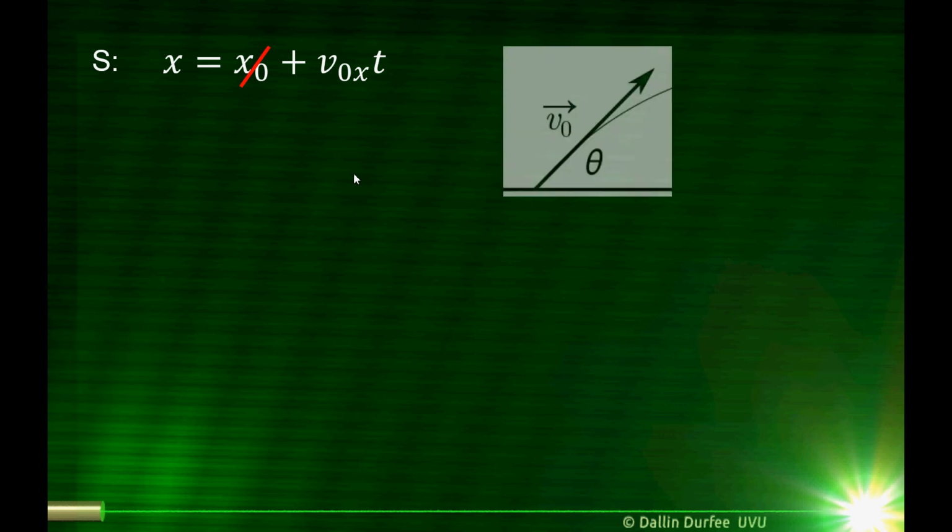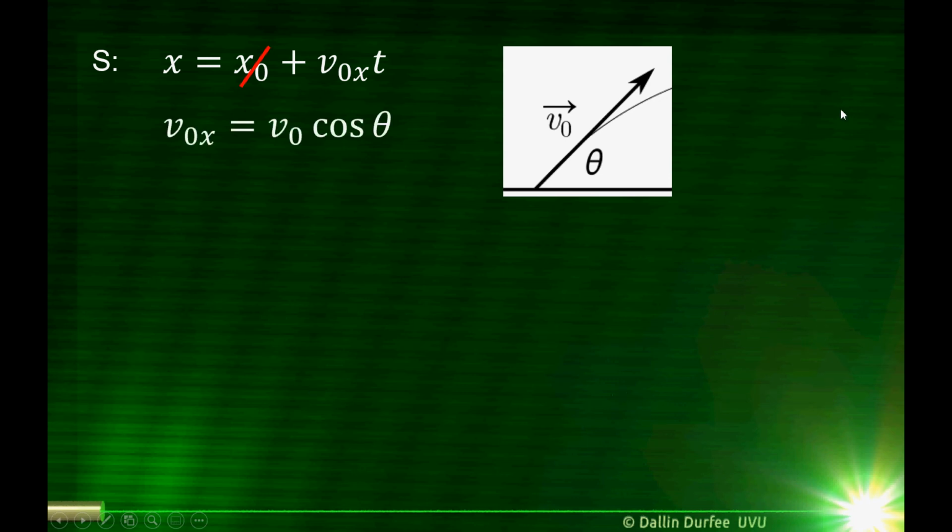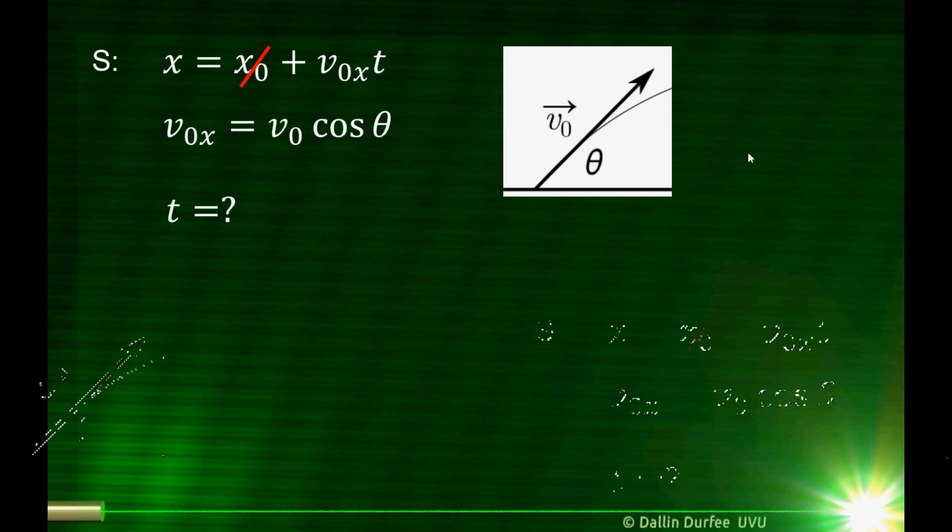Well, v naught x is easy, right? Because I just want the x component of the initial velocity. I know theta, and so v naught x is v naught cosine theta. If I take this vector and draw a line down in y and make a triangle, I'm looking for the x component, which is the adjacent side, so that's cosine. Now I need to find t. I need to know the time at which the cannonball hits the ground. Once I have that, I can find x.